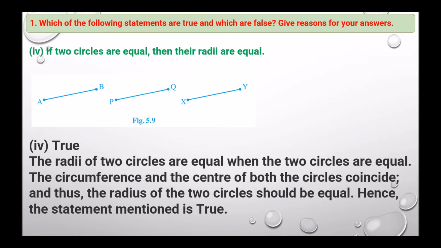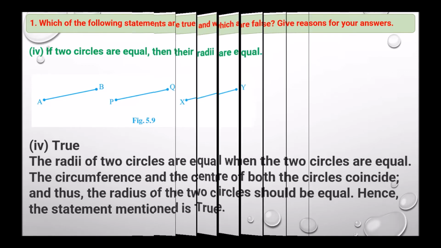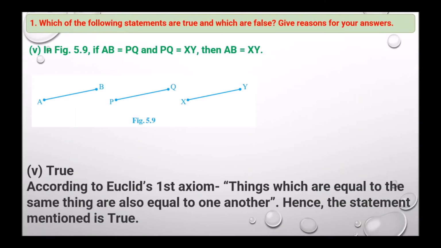If two circles are equal, then their radii are equal. True. The radii of two circles are equal when the two circles are equal. The circumference and the center of both the circles coincide, and thus the radius of two circles should be equal. Hence, the statement mentioned is true.